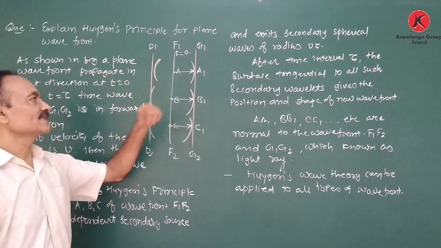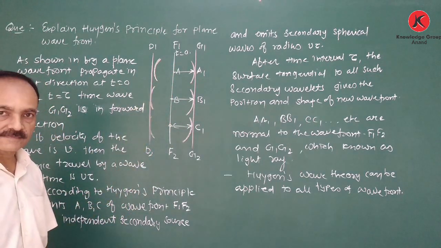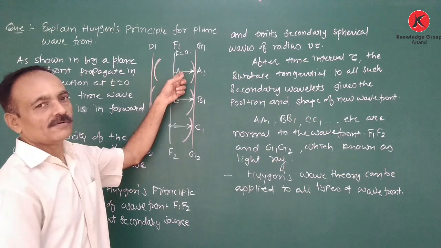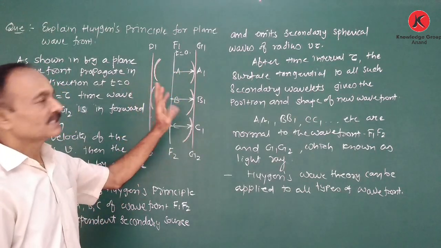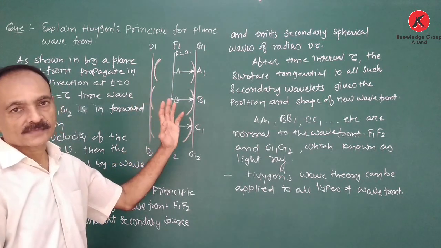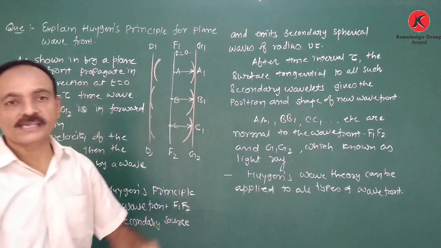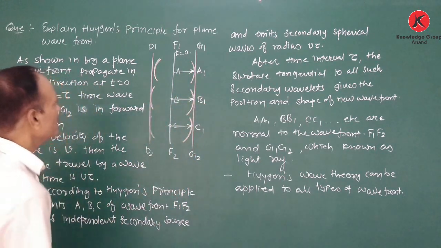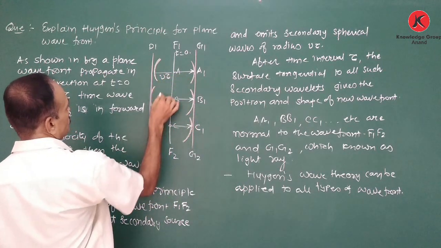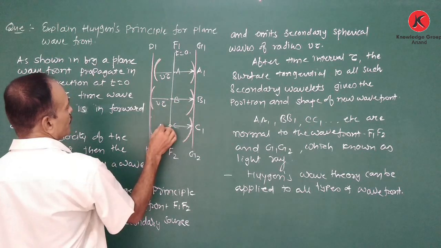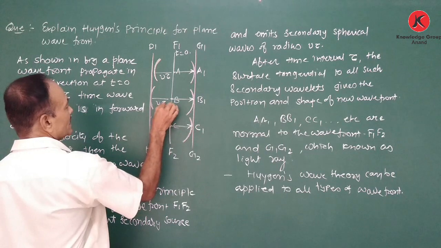So here I consider 3 points on this plane wavefront. These are A, B, and C. If the velocity of the secondary waves produced from these points A, B, C is v, therefore after time tau, the distance traveled by the secondary waves is equal in all directions. Due to that, I drew a circle of radius v into tau from points A, B, and C.